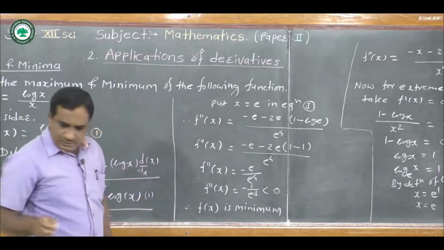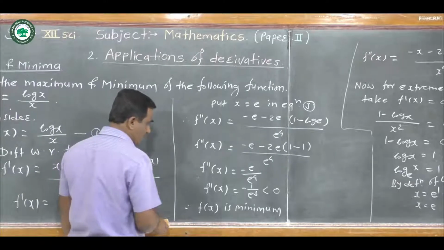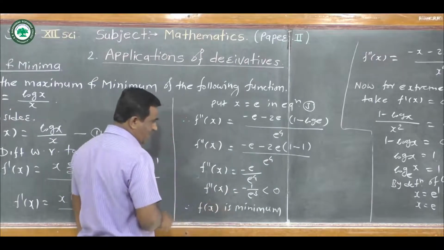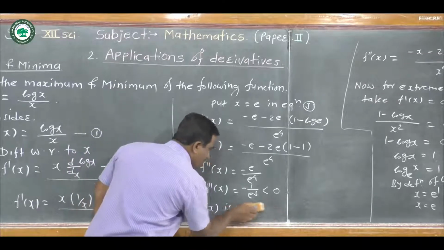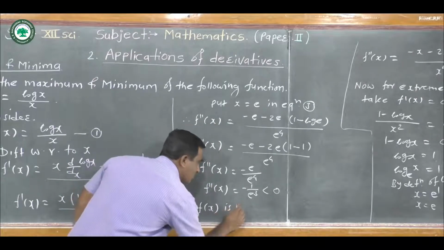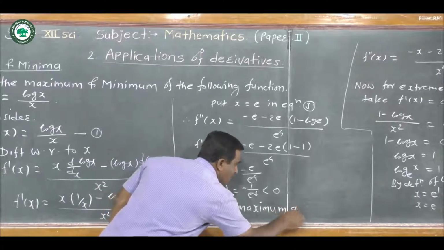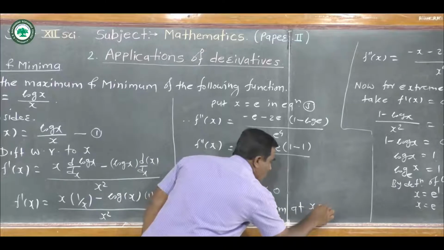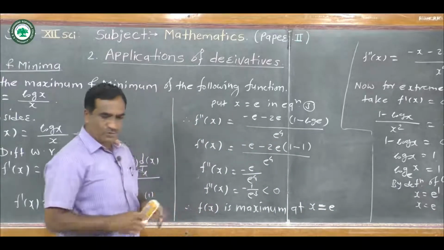We get here the value of f double dash of x is negative, that is minus 1 upon e raised to 3, which is less than 0. Therefore, the function is maximum here. f of x is maximum at x is equal to e.